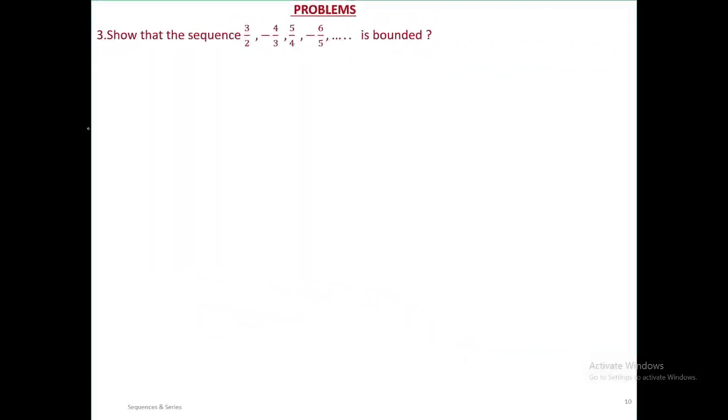Problem number 3. Show that the sequence is bounded. Bounded means upper and lower bound should exist. Its nth term rule is compulsorily required. Without the rule, we cannot generate the terms of the sequence. So now what is a? First term is a1, second term is a2, third term is a3, fourth term is a4, and fifth term is a5, and so on.